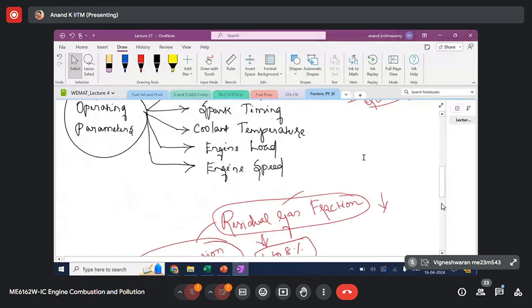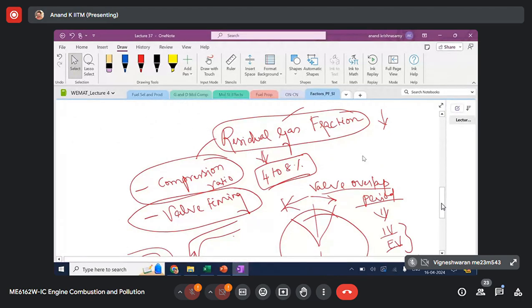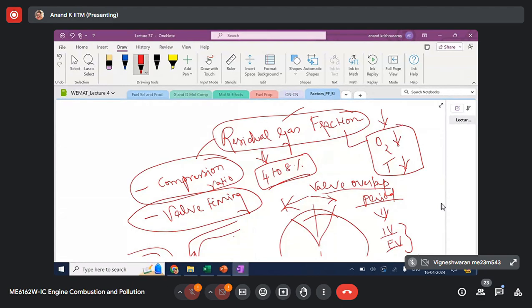The product of combustion has two effects, which I think I have already mentioned. One is it displaces oxygen. Second one, it reduces temperature. So these are the two important effects of the products of combustion remaining in the cylinder. When I talk about the effect of residual gas, I'm talking about its effect on the combustion process. One, it reduces oxygen concentration. Since it remains in the cylinder, it is not allowing that space for fresh mixture. So oxygen content will come down.